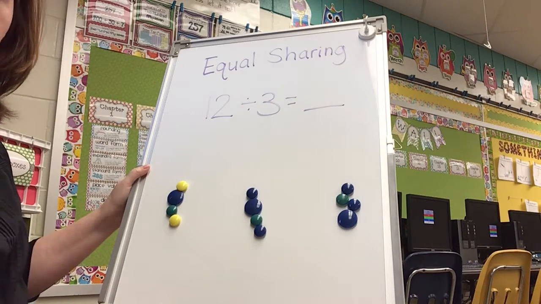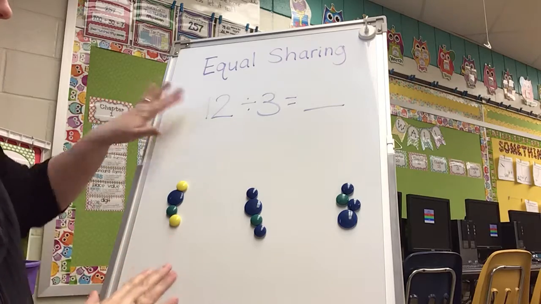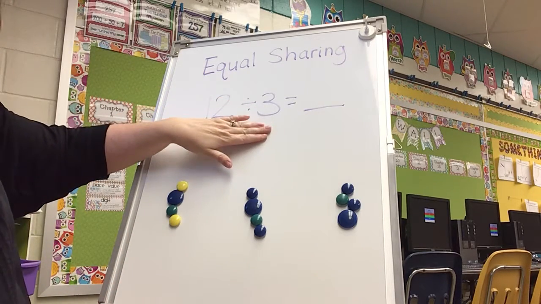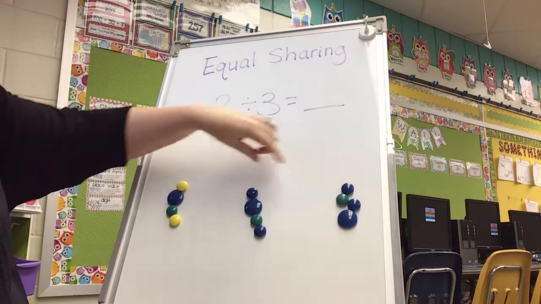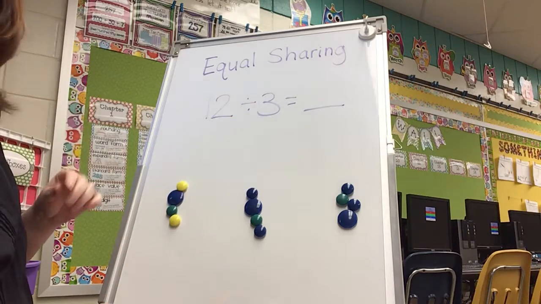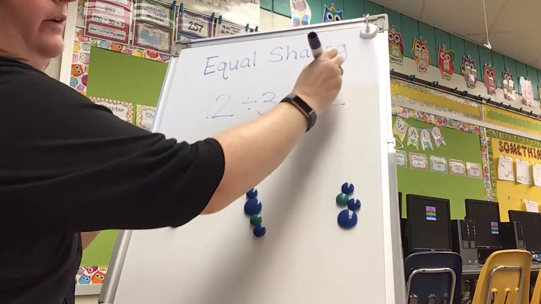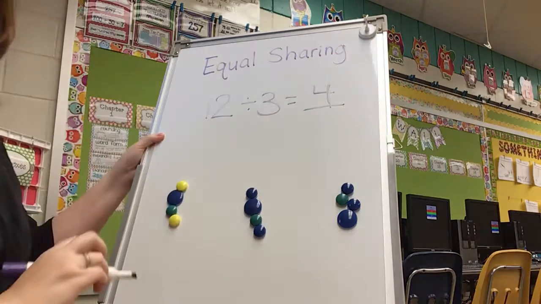Okay, so I've used all of my counters. I've taken my 12 magnets, I put them into 3 groups. My groups are equal, and I have 4 in each group. So 4 is my quotient.